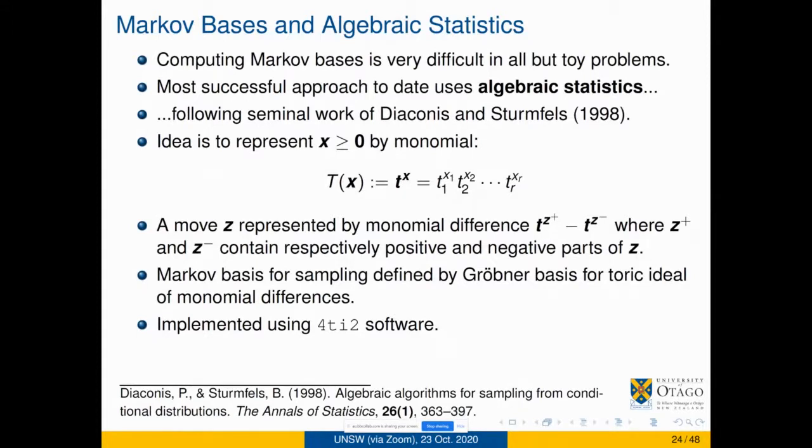And so walks through the fibre can then be thought about in terms of long divisions of polynomials. And there's the entirety of polynomial ring theory that tells you about what you can and can't do there. So certainly we've got some huge mathematical machinery that can apply to the problem. So it turns out you can actually calculate Markov bases by using the Grobner bases for the toric ideals of monomial differences. And this is all implemented in software called 4ti2. The answer to everything, of course.